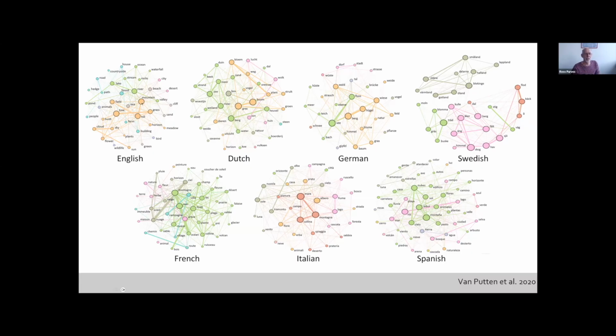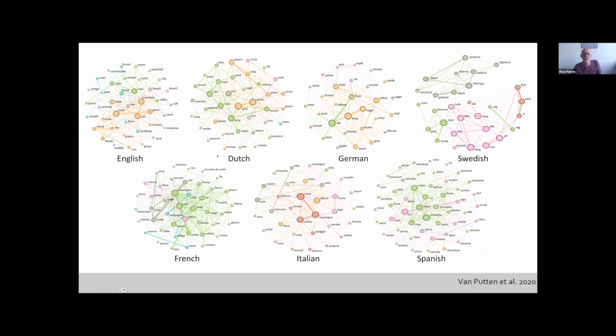So if you look across here at maybe English, the most common terms were things like mountain and hill and tree and grass and field. And you can see that people often said mountain and then said hill because in the network they're connected. Or if they said tree, often the next or the previous term was grass and so on.